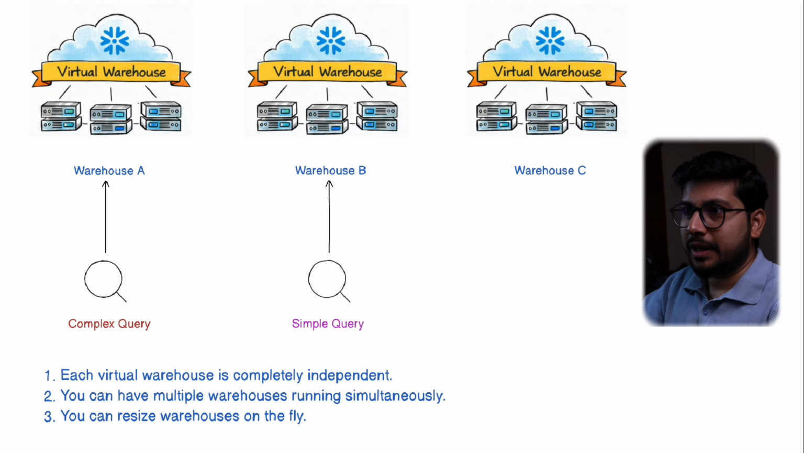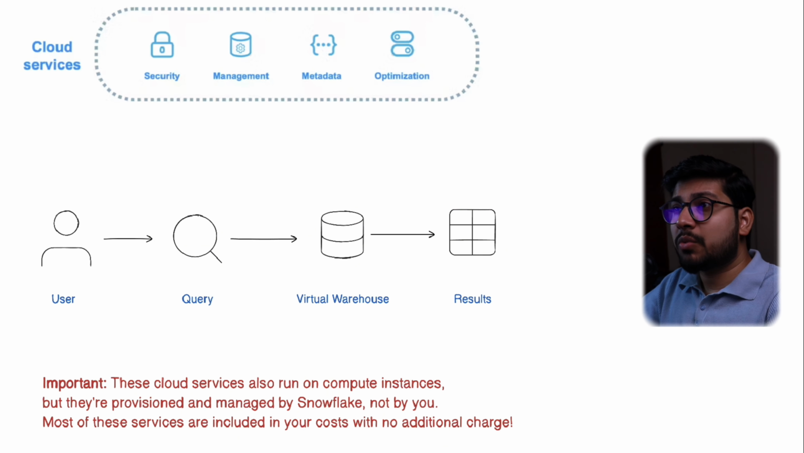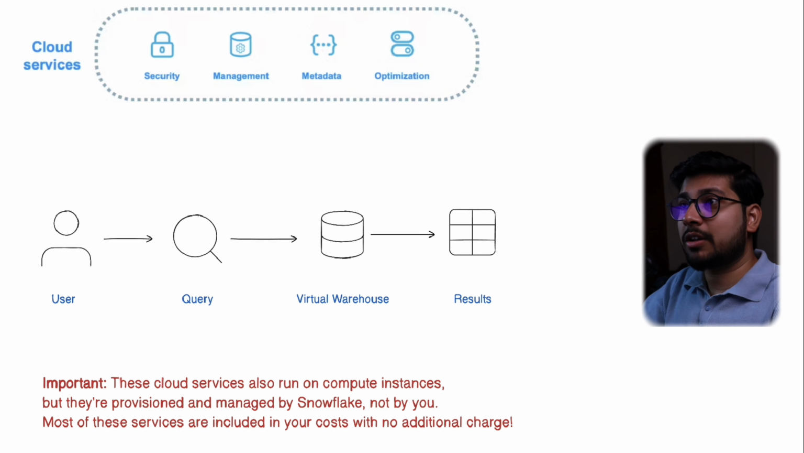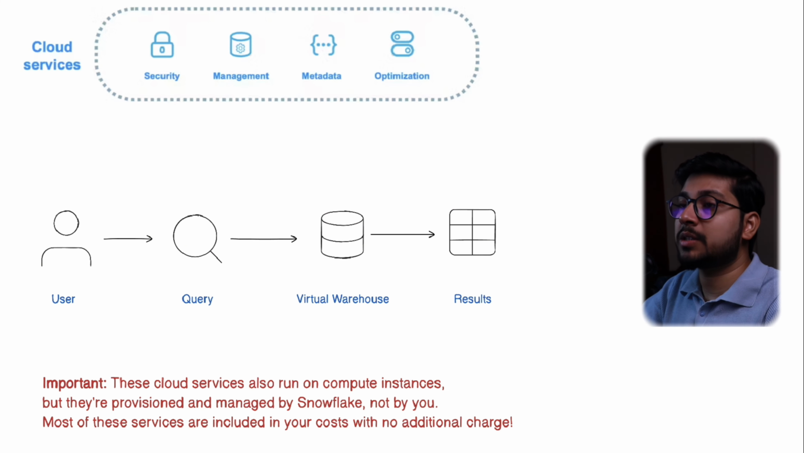Now let's talk about the third layer. The third layer is the cloud services layer. This is Snowflake's brain. This layer coordinates everything across Snowflake. From the moment you sign in to the moment your query result appears, cloud services are managing it all. Let me break down what runs in this layer. First is security and authentication. Things like user authentication, access control, role-based permissions, multi-factor authentication. All of this is handled in this particular layer.